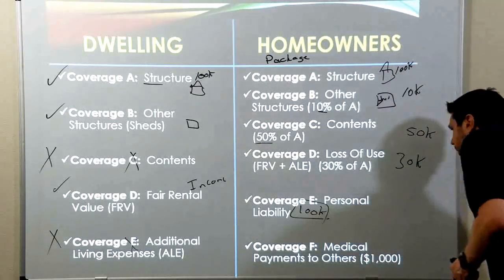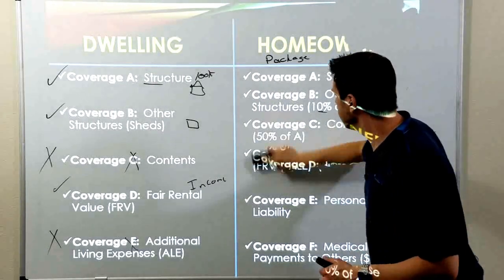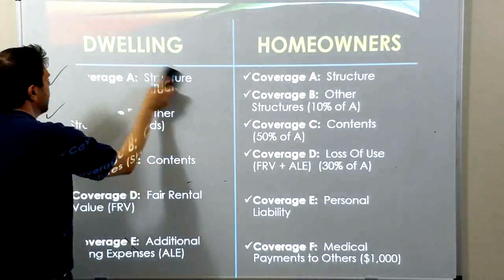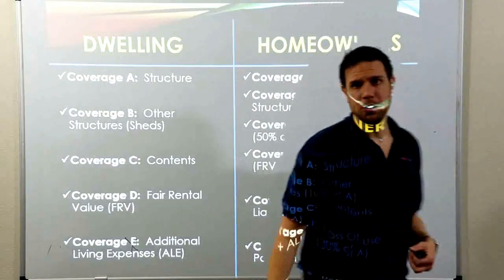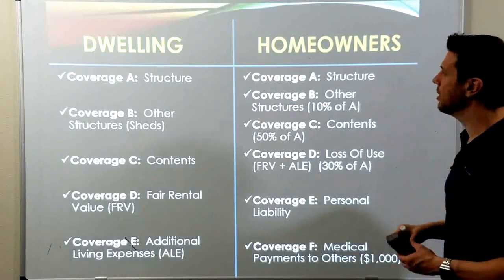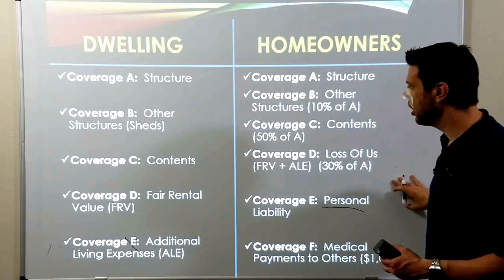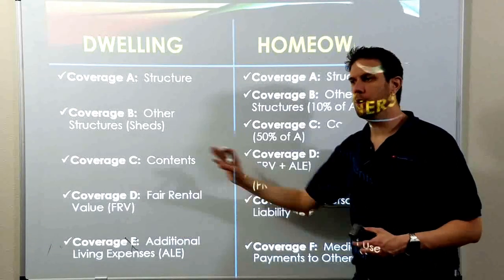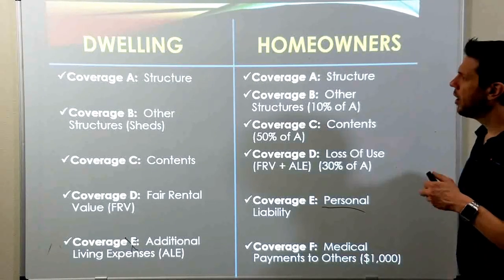So a primary difference between dwelling and homeowners is that dwelling policies do not have minimum standards. Homeowners policies do have minimum standards. Another primary difference is that homeowners policies come with liability and theft coverage. Dwelling policies do not come with liability and theft. You have to endorse it on.